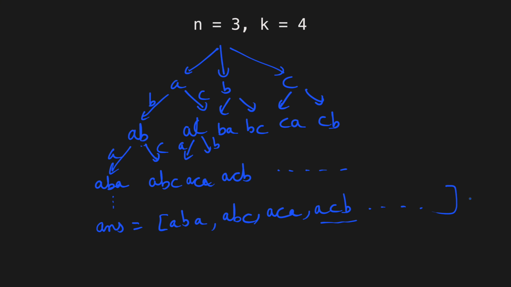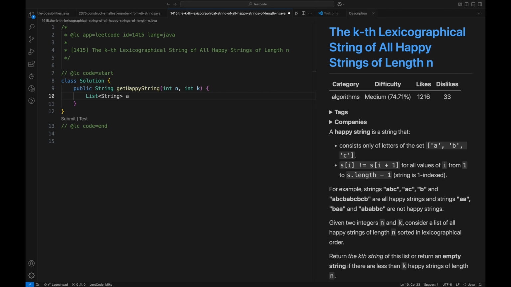Now let's jump into the code part. First, let's initialize a result list to store all the valid happy strings. Now let's begin the backtracking process to generate all the valid happy strings. For that, we will pass in n to check if we have generated the happy string of size n in the base case. And then we pass the empty mutable string to construct each happy string and the answer list we just created. And once the backtracking is done, we will get the answer list. So if k is within the bounds of the answer list, then we will return the kth happy string. Otherwise, we will return an empty string.